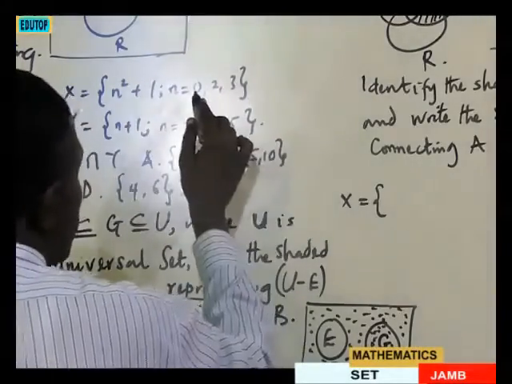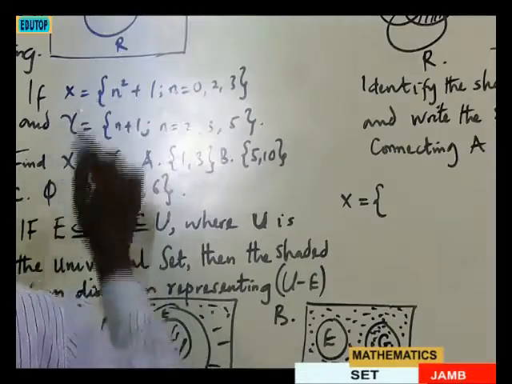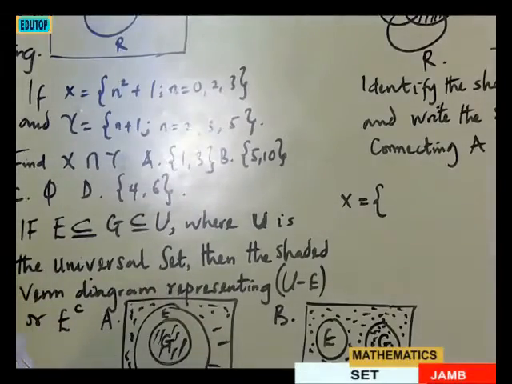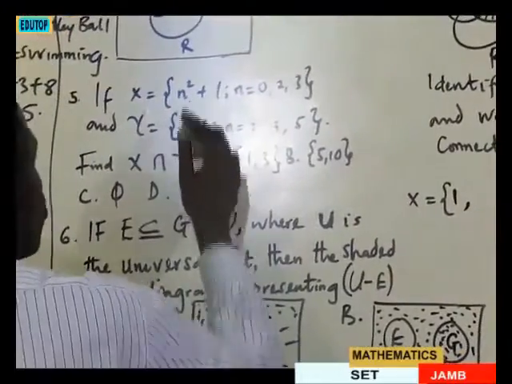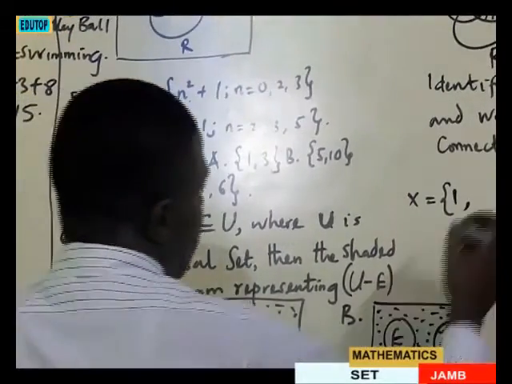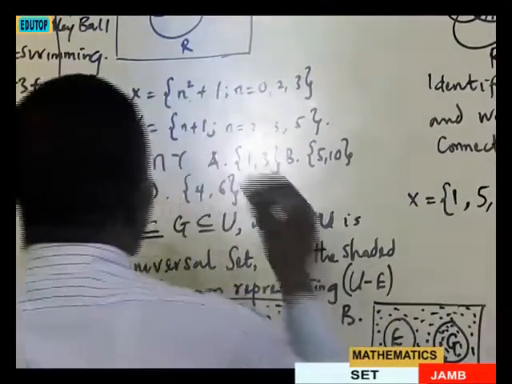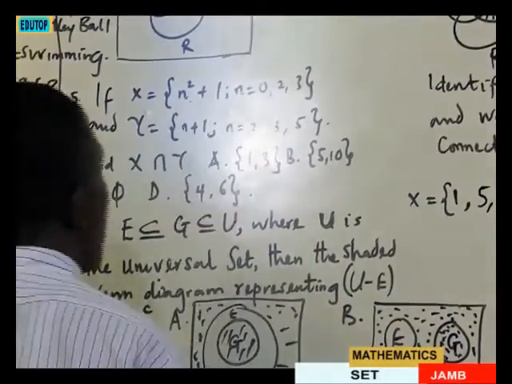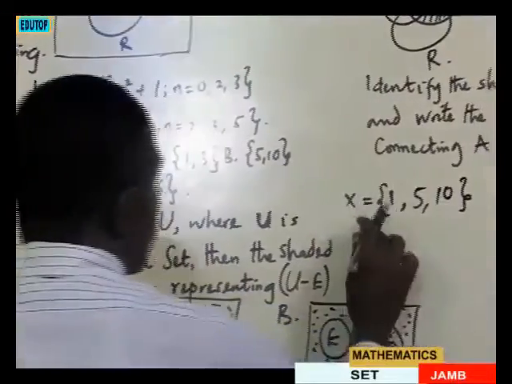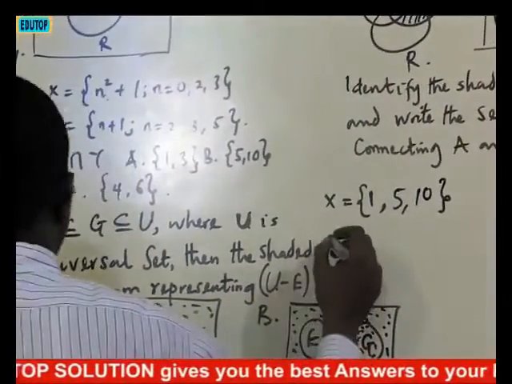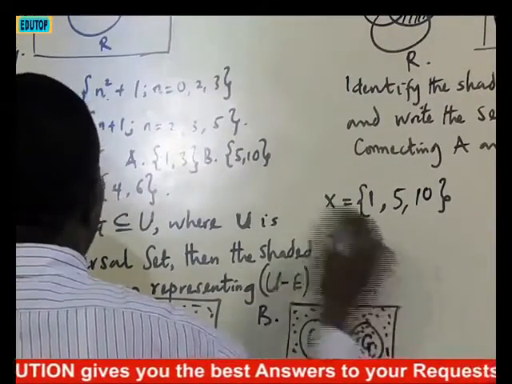So definitely if n is 0, 0 squared is 0, plus 1 is 1, so we write 1, comma. If n is 2, squared is 4, plus 1 is 5, write 5, comma. If n is 3, squared is 9, plus 1 is 10, so write 10. So that means this is your x, set x. Then set y, you have n plus 1.